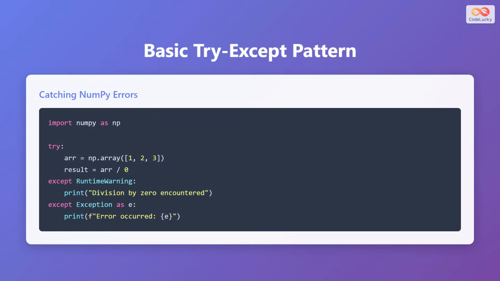The fundamental approach to handling NumPy errors is using the try-except pattern. In this example, we import NumPy and create an array with values 1, 2, and 3. We then attempt to divide this array by 0, which would normally cause an error. By wrapping this operation in a try block, we can catch the runtime warning and print a custom message. We also include a general exception handler to catch any other unexpected errors that might occur.